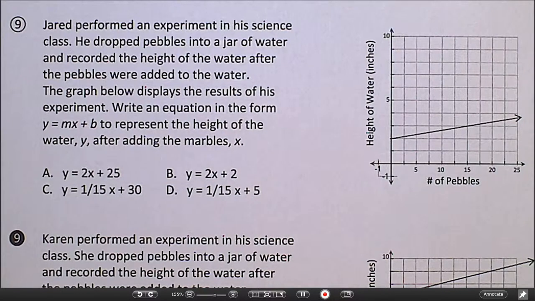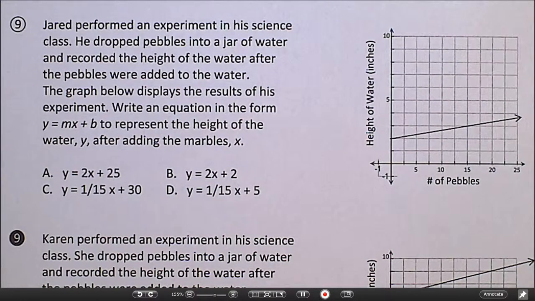Number 9. Jared performed an experiment in his science class. He dropped pebbles into a jar of water and recorded the height of the water after the pebbles were added to the water. Okay, so that sounds a little confusing at first. Let's think about it. Okay, so he has a jar of water. He's dropping pebbles in. So as I drop pebbles into the water, eventually that water is going to start rising. Okay, it's going to be higher water level the more pebbles I add.